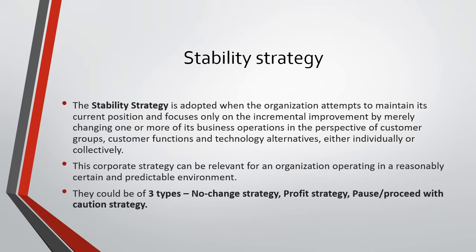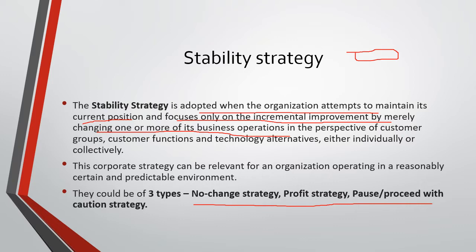The stability strategy is adopted when an organization attempts to maintain its current position and focuses only on incremental improvement by merely changing one or more of its business operations, in the perspective of customer groups, customer functions, and technology alternatives, either individually or collectively. So it is about maintaining the organization's current position and focusing on small improvements. There are three types of stability strategy: no change, profit, and pause or proceed with caution strategy.